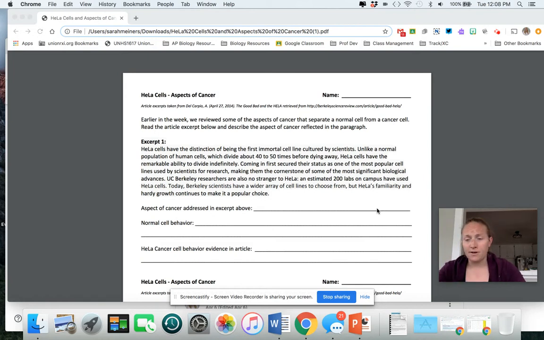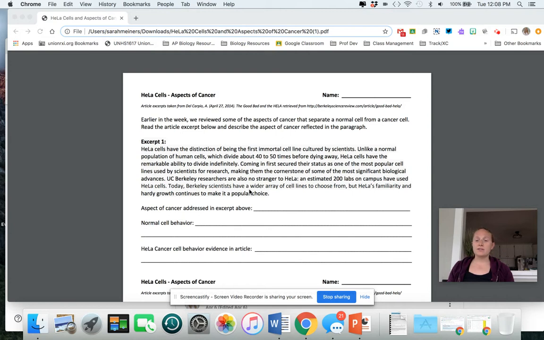They never stop dividing, which is a problem for other types of cells that we use for cell culture. They can stop dividing after a normal 50 divisions, which is what this first excerpt gets into. So we have excerpt 1.